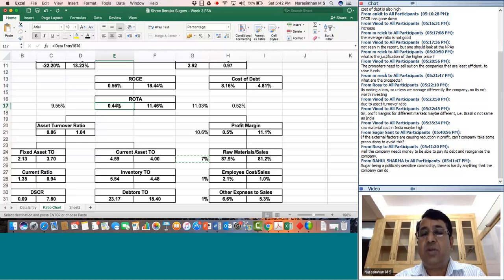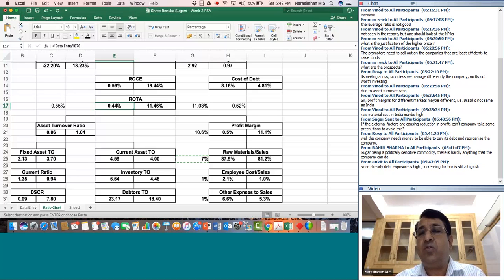Yeah, Raghu Sharma says a politically sensitive commodity is definitely an issue. Let us not get too much into that. To understand it, we can do that. But the fact here is that there is a fundamental business risk. This business is not some other business. It is like any other high business risk company or industry. So we need to be very careful when lending to this kind of business.